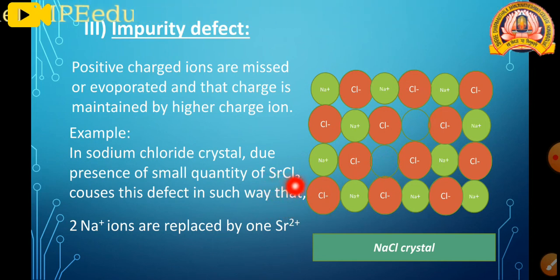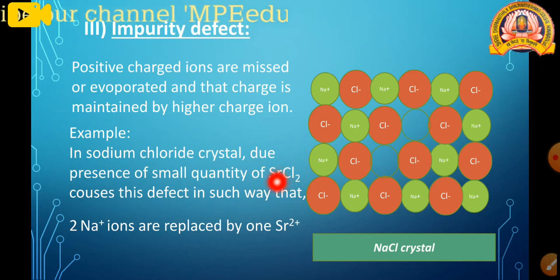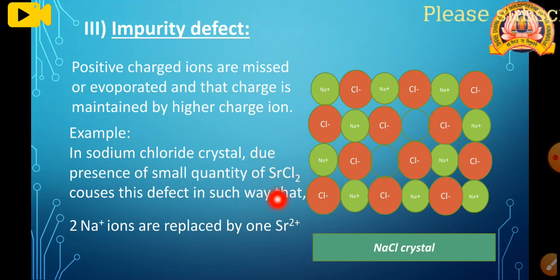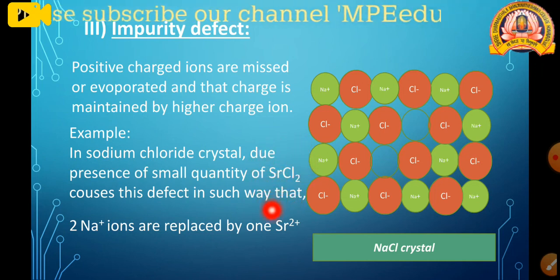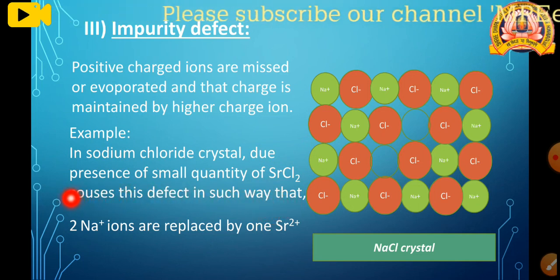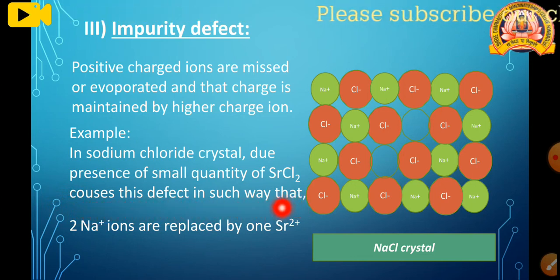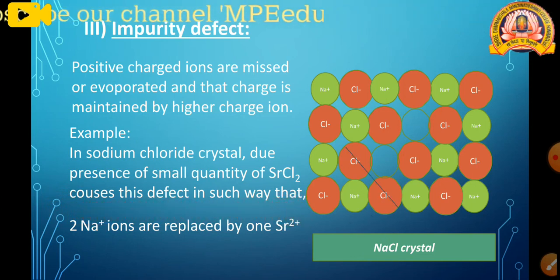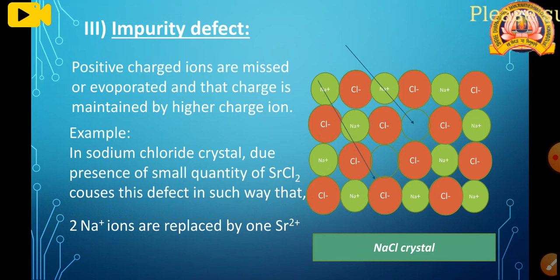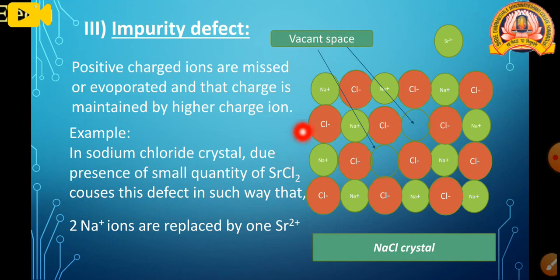It is a pure sodium chloride crystal. Suppose during the formation of the sodium chloride crystal, a small amount of strontium chloride is present, then it causes the impurity defect. How is this impurity defect observed and how is electrical neutrality maintained? Just clearly observe this animation.